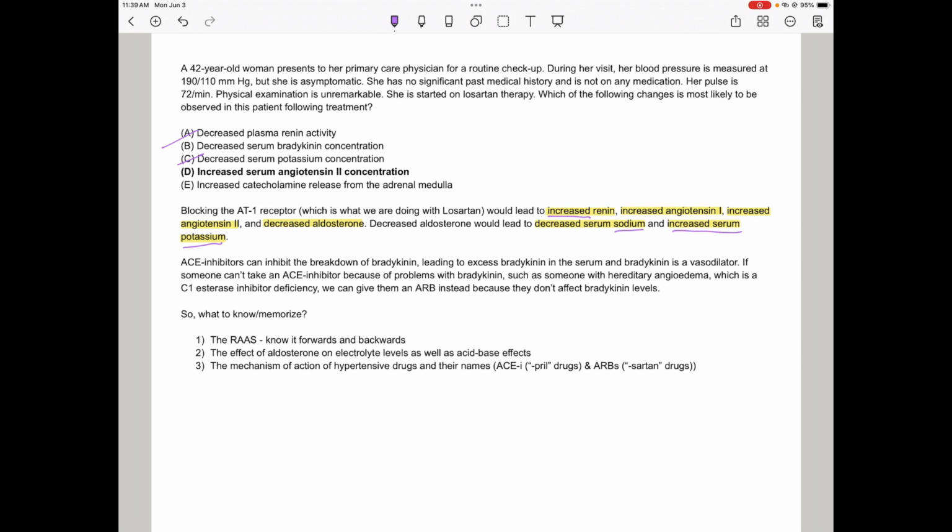Then D, which is the correct answer here, increased serum angiotensin II concentration. Yes, we see increased angiotensin II, which is what we were expecting, okay, with losartan treatment. So this is the correct answer. Now, let me come back to B, decreased serum bradykinin concentration.